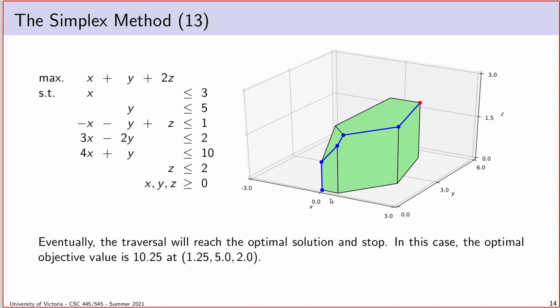So we'll watch as it does that. And it turns out here is the optimal solution. And the optimal objective value happens to be 10 1/4 at 1 1/4, 5, 2.